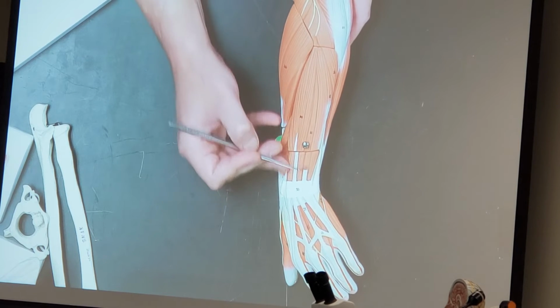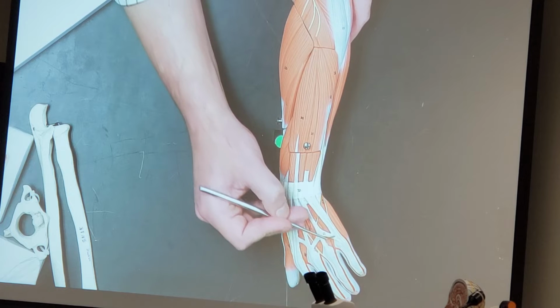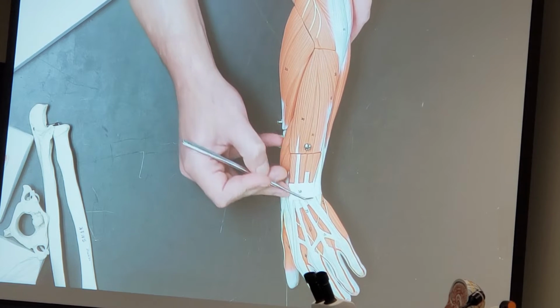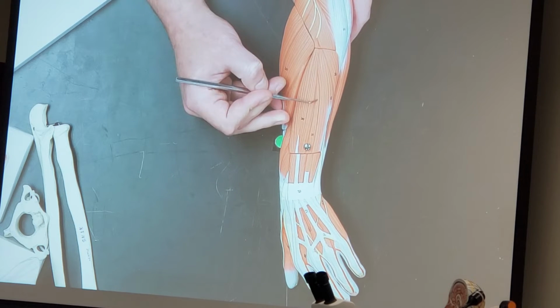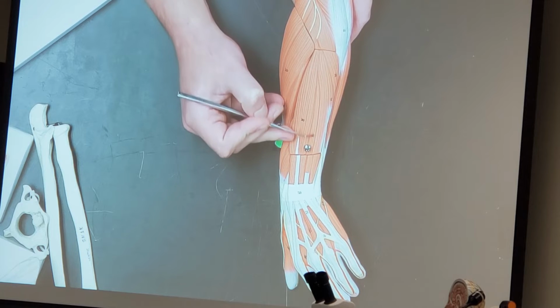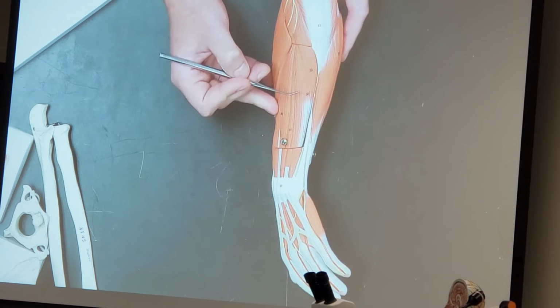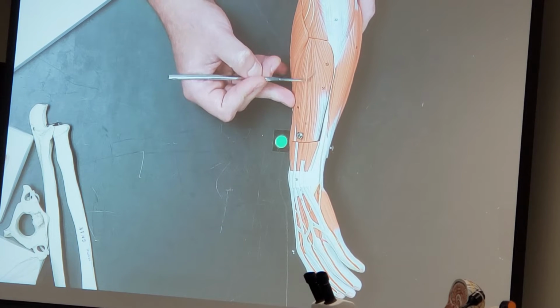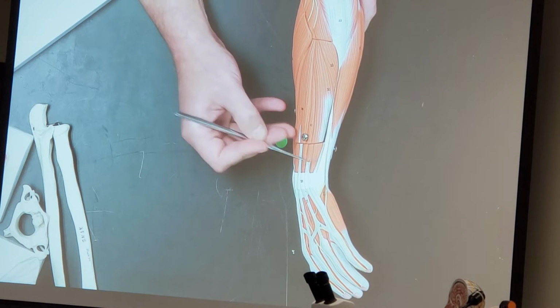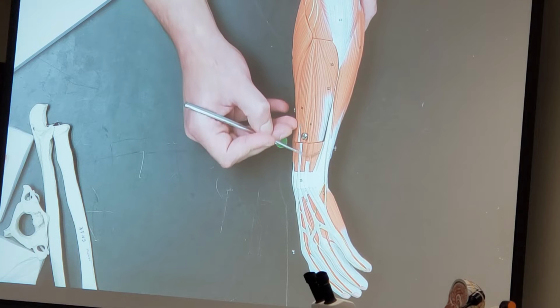This one, if you trace its tendon, it's gonna go to the pinky finger. So this is extensor digiti minimi. Extensor digiti minimi. And this one is extensor carpi ulnaris. Extensor carpi ulnaris.